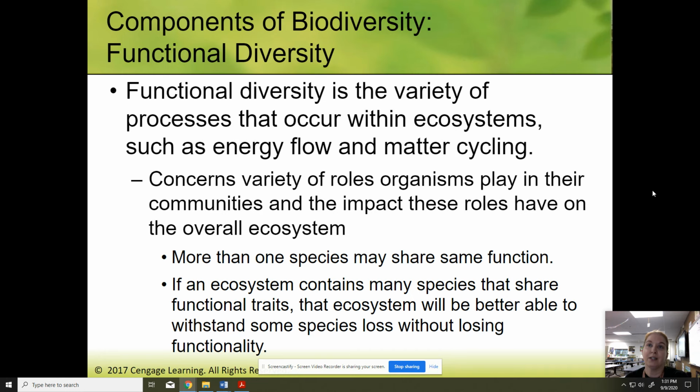Functional diversity. Function is what you do. So functional diversity is the variety of processes that occur within ecosystems, such as energy flow and matter cycling. The more different things that can happen within an ecosystem, once again, the better it is. So we're looking at the variety of roles that organisms play in their communities and the impact these roles have on the overall ecosystem. Sometimes more than one species may share the same function. Understand that if an ecosystem contains many species that share functional traits, that ecosystem will be better able to withstand some species loss without losing functionality.